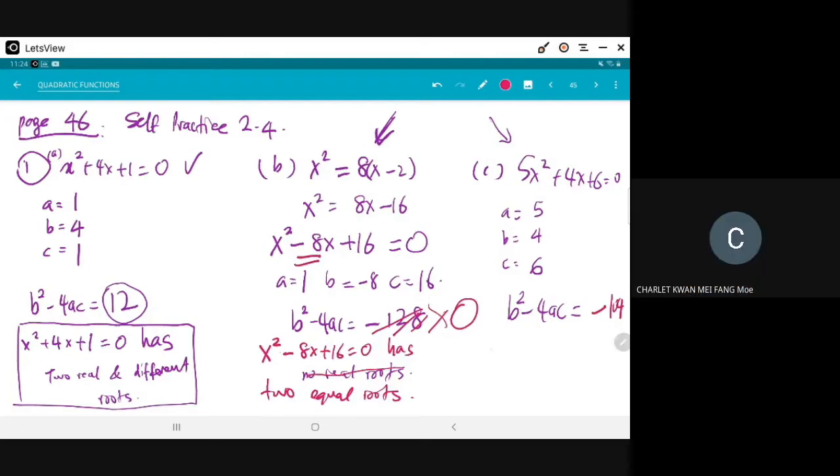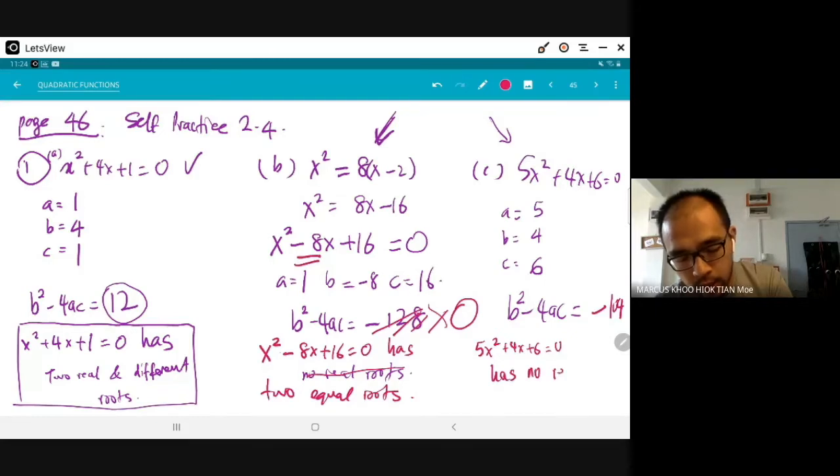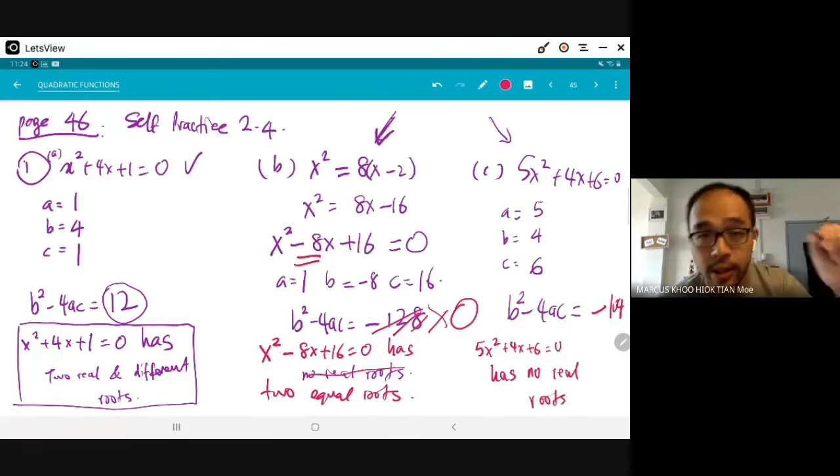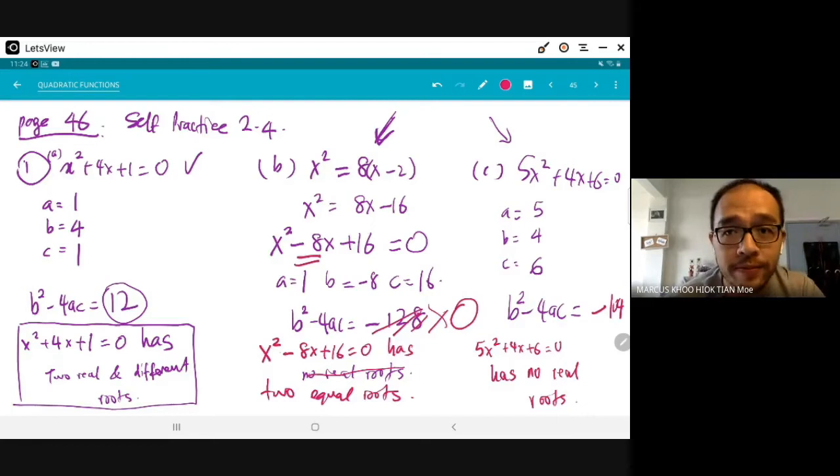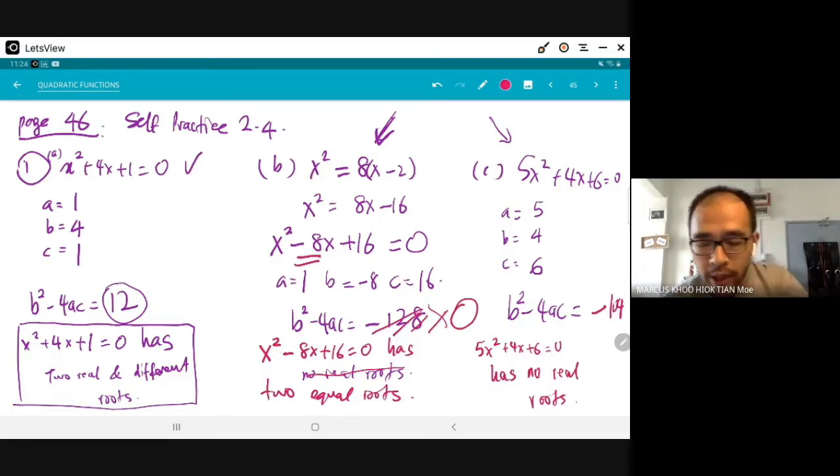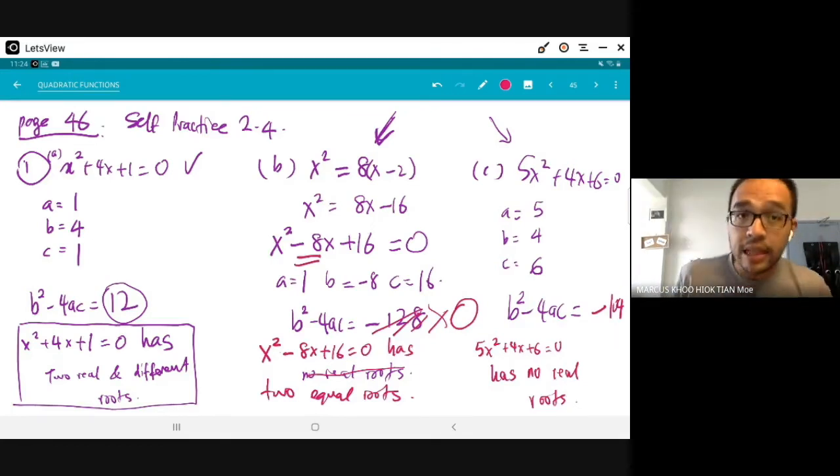5x squared plus 4x plus 6 equal to 0 has no real roots. Okay, excellent. That's the way to answer. All right. Next set of questions I want to discuss is page 48.